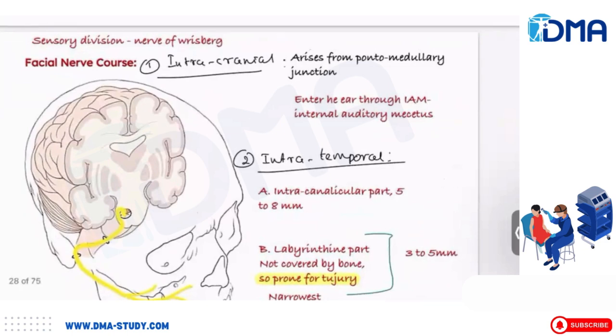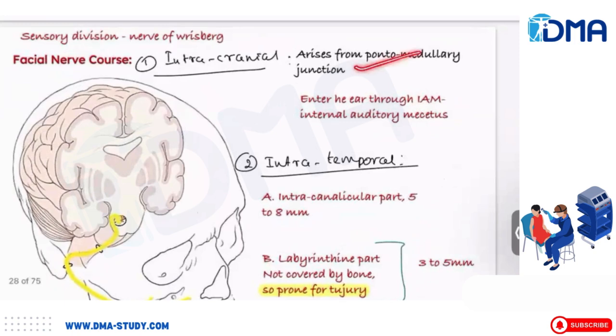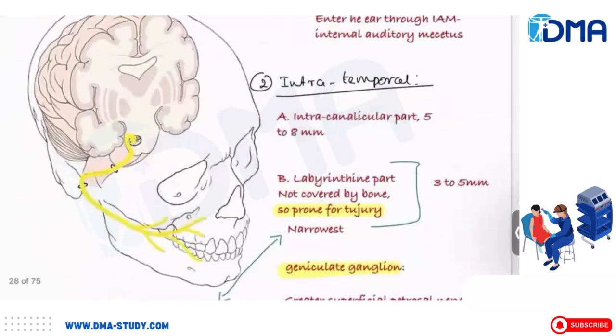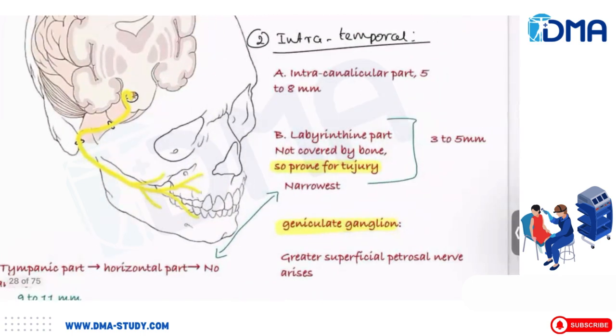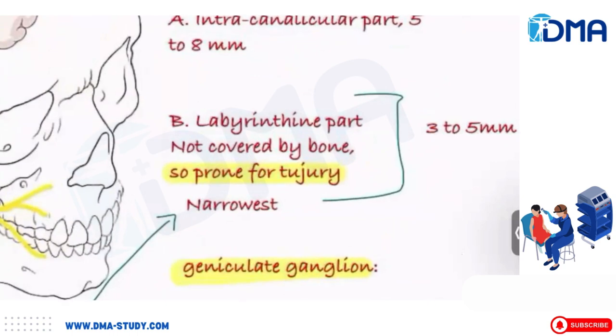It comes out of the pontomedullary junction. Then it enters the ear through the internal auditory meatus. From the internal auditory meatus, it has subcourses, namely intracanalicular part, labyrinthine part, geniculate ganglion, tympanic part, and mastoid part. Geniculate ganglion is found between the labyrinthine part and the tympanic part. Clear. So what is very important? These measurements are quite important.